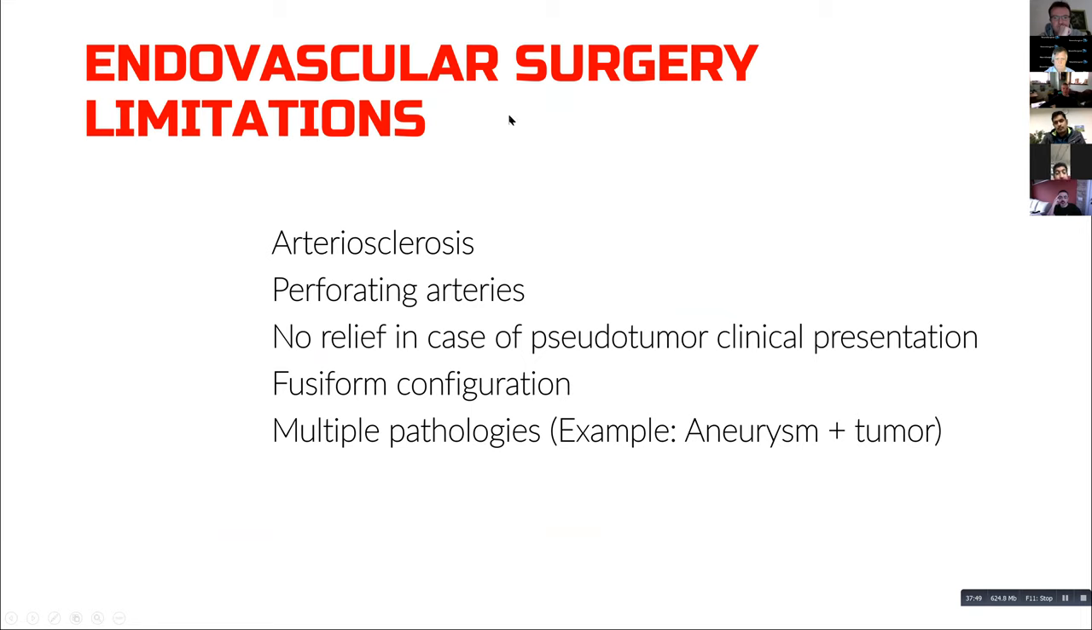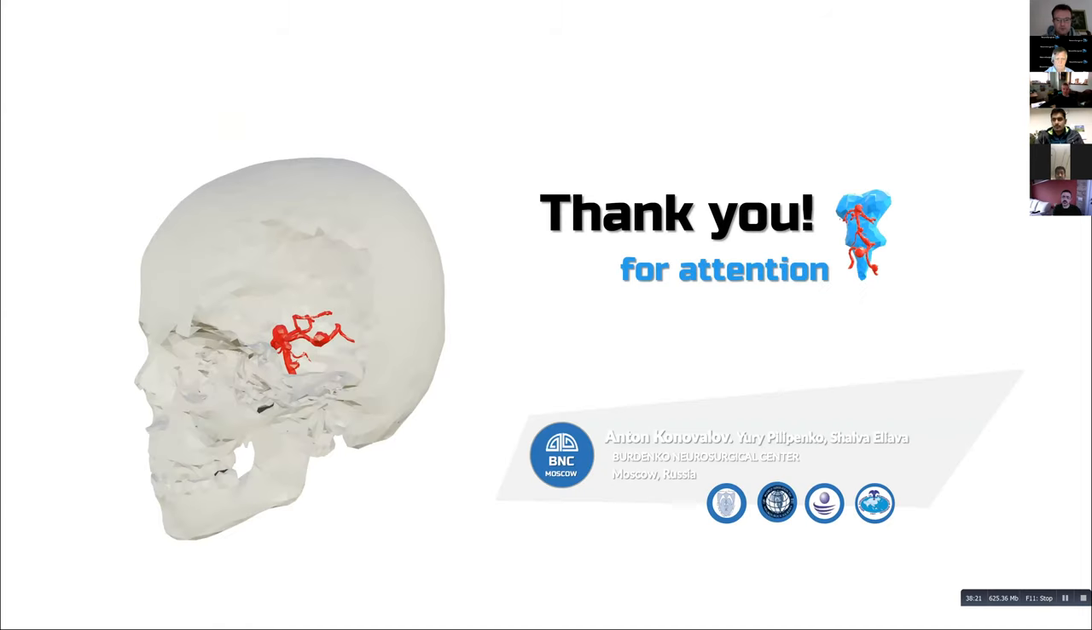And there are some endovascular limitations: atherosclerosis, some perforating arteries originating from the aneurysm, sometimes no relief of the pseudotumor clinical presentation and mass effect if the aneurysm is giant, some fusiform configurations, and multiple pathologies. Like if we have an aneurysm and we go for endovascular treatment and dual antiplatelet therapy, and the patient has a tumor, we cannot go for tumor removal because of the troubles with hemostasis. So it's a tricky case.